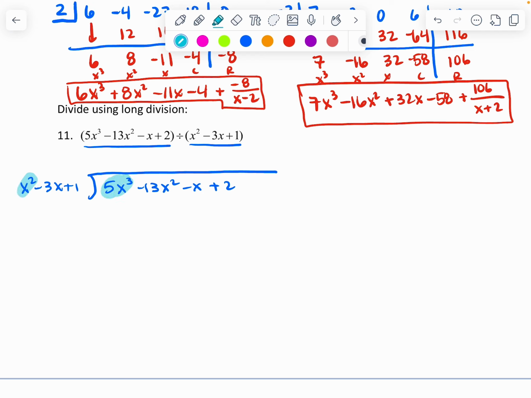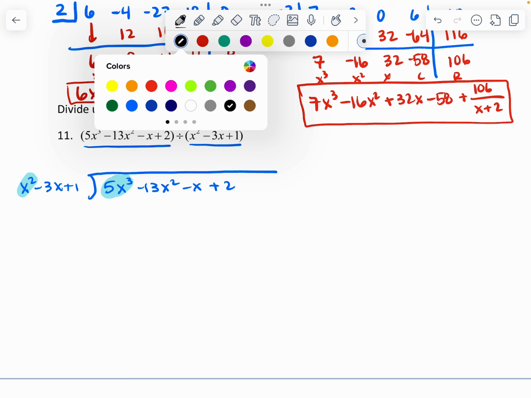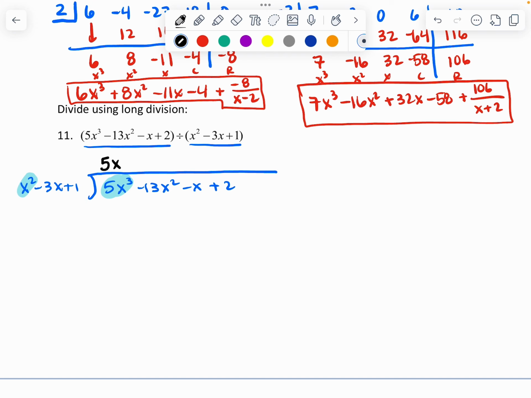And ask ourselves, what do I need to multiply x squared by to get 5x cubed? So that's going to be times 5x. And then when I actually multiply them, that's going to give me 5x cubed. And then 5x times negative 3x is negative 15x squared. And then 5x times 1 is positive 5x. And then we have that little saying: draw the line and change all signs.